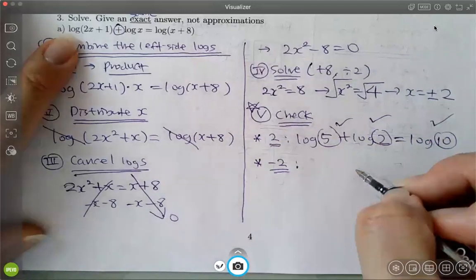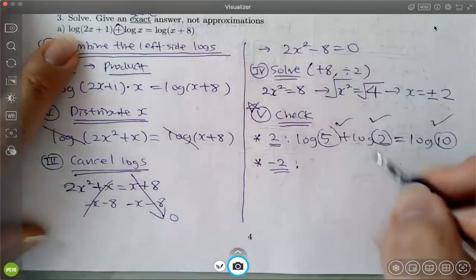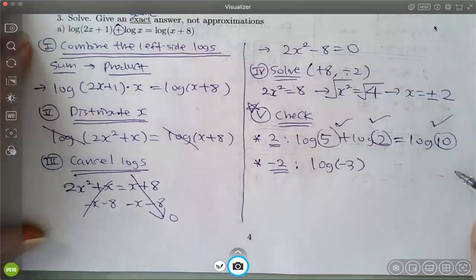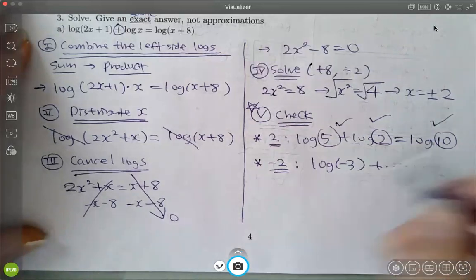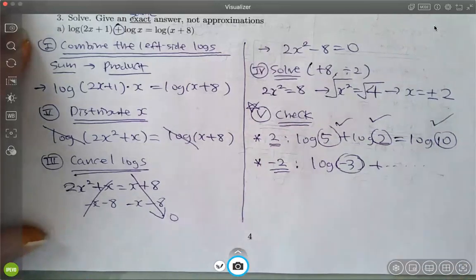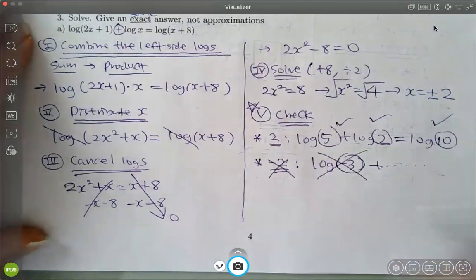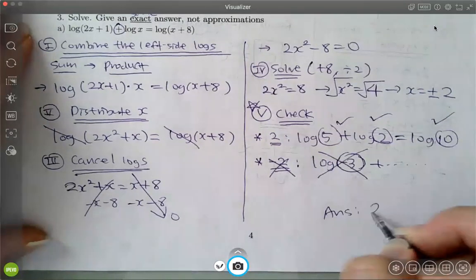And now, negative 2. So log of 2 times negative 2 plus 1. So that means what? Negative 4 plus 1, so that's negative 3, right? Uh-oh, that doesn't look good because that is negative, right? So what does that mean? We don't need to plug in any other x's. This is already bad. So negative 2 is out. So what's the answer? 2 only.